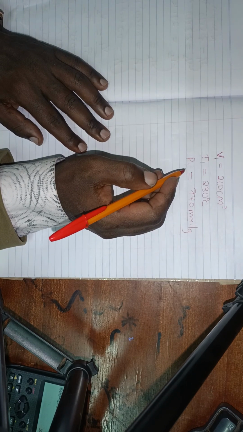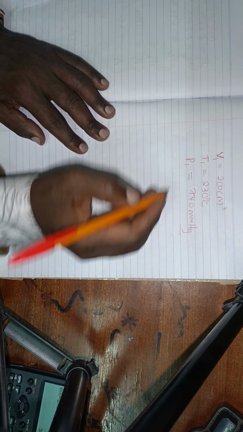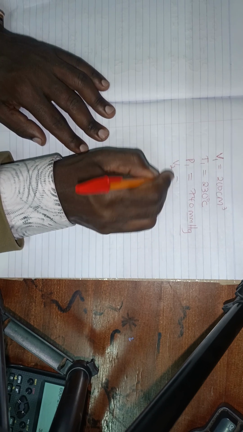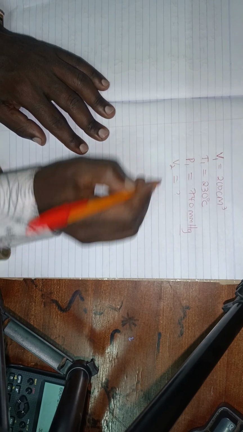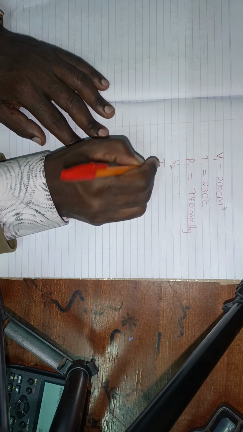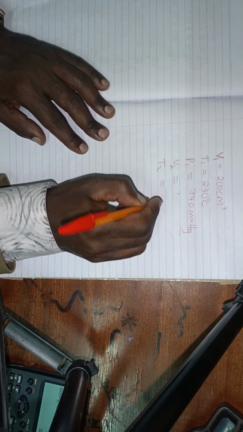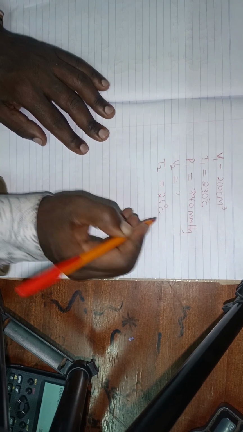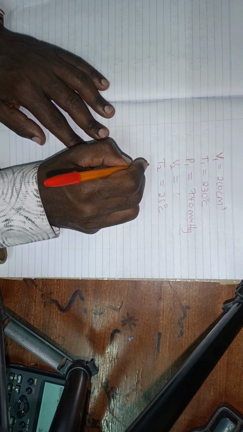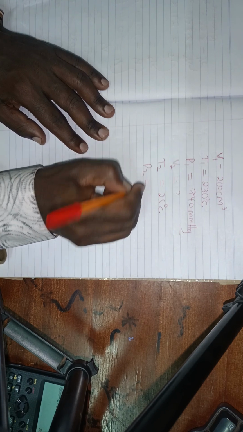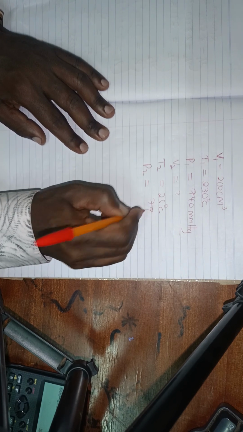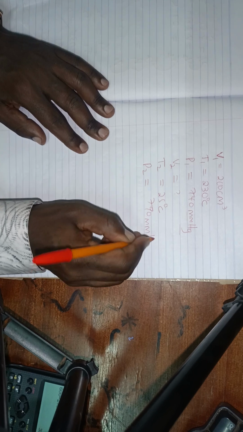And then we are supposed to come up with the volume 2, which is not given, and our temperature 2 given as 25 degrees Celsius, and our pressure 2 given as 790 millimeters of mercury.